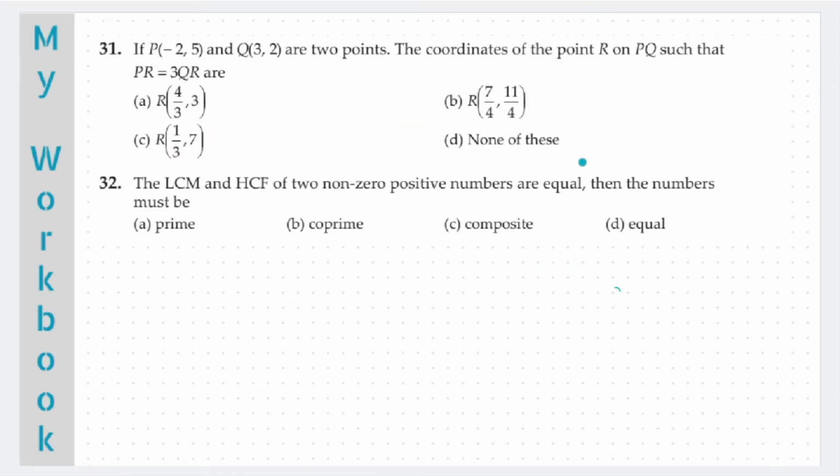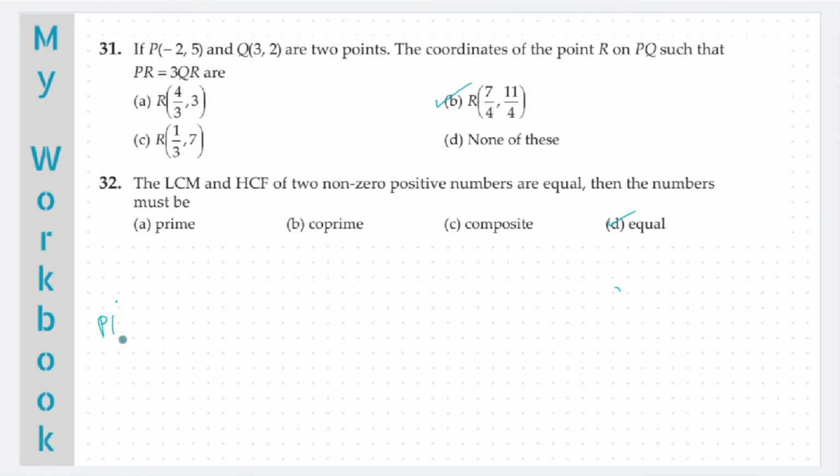Question number 31. If P minus 2, 5 and Q 3, 2 are two points, the coordinates of the point R on PQ such that PR is equal to 3QR. Then question number 32. LCM and HCF of two non-zero positive numbers are equal. Then the numbers must be prime, coprime, composite or equal. Answer for 31 is option B, 7 by 4 and 11 by 4. Answer for 32 is D, equal. So let's solve 31 here.